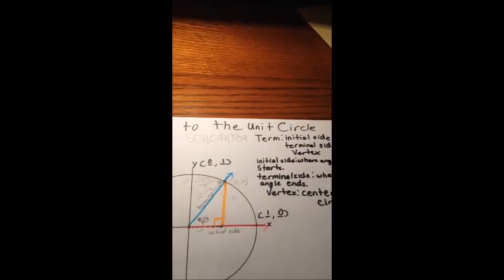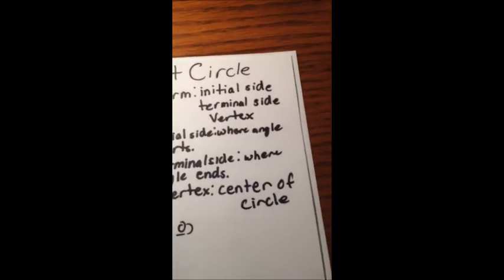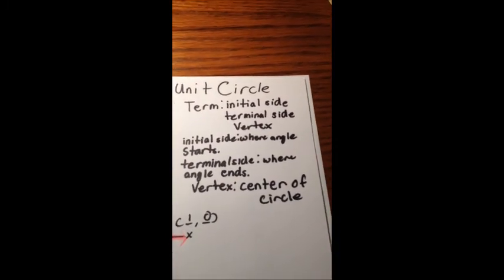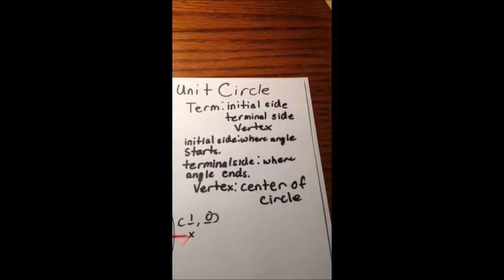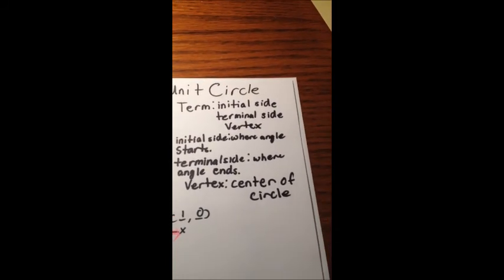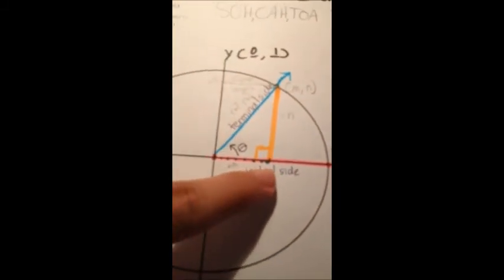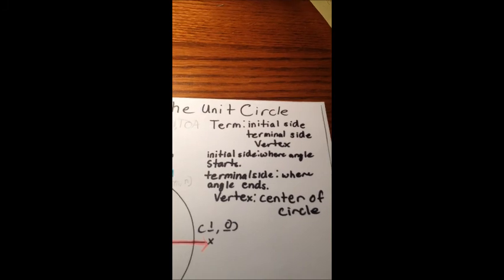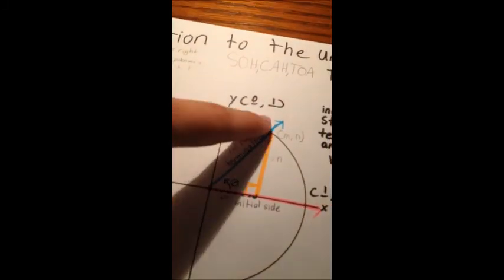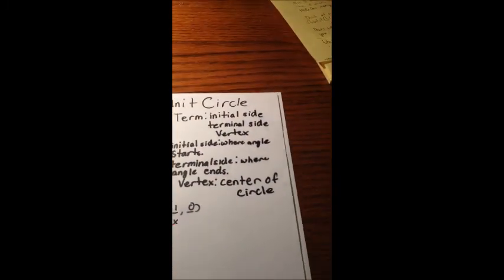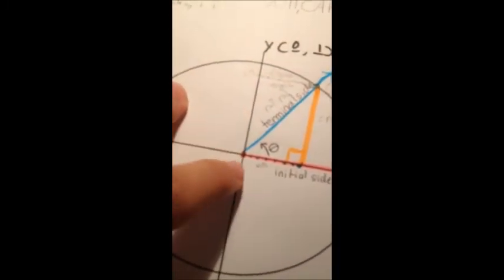Today I'll be introducing to you the unit circle. There are some terms you need to know about the unit circle. You need to know the initial side, the terminal side, and the vertex. The initial side is where the angle starts, so this pink line right here is the initial side. The terminal side, where the angle ends, is the blue line right there. And then the vertex is the center of the circle, where that orange dot is right there.